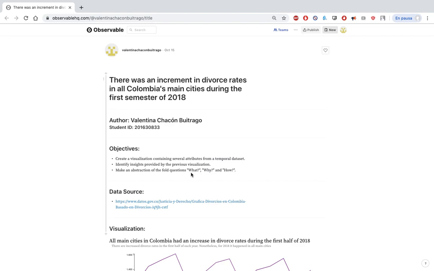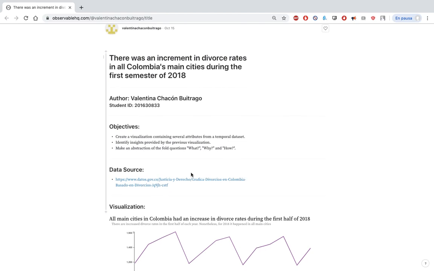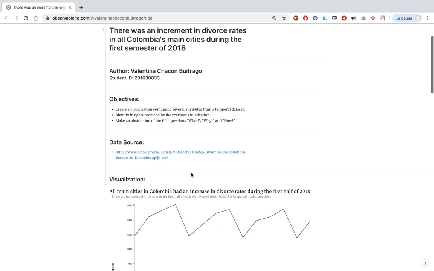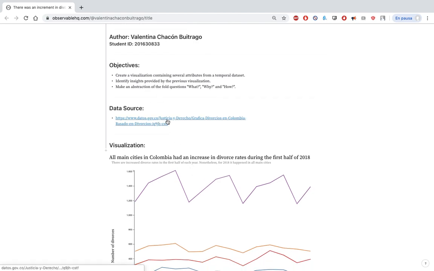For our class of visual analytics, what I discovered is that there was an increment in divorce rates in all Colombia's main cities during the first semester of 2018. So my objectives were to create a visualization containing several attributes, identify insights provided by the previous visualization, and then do the analysis: what, why, and how.